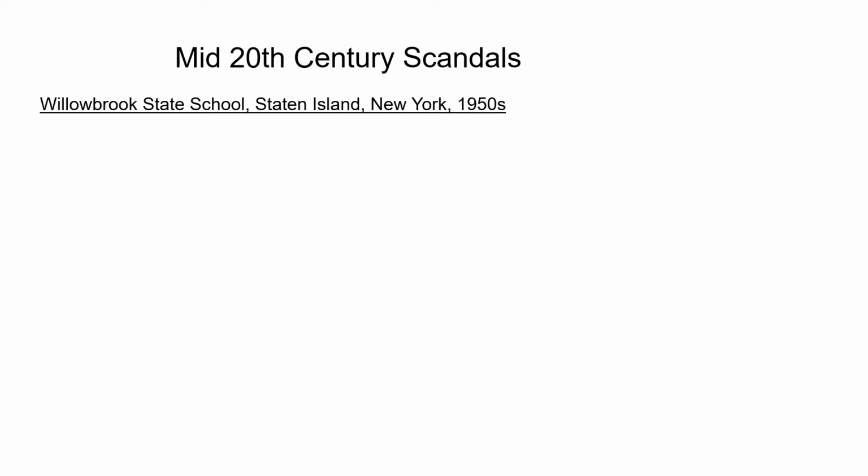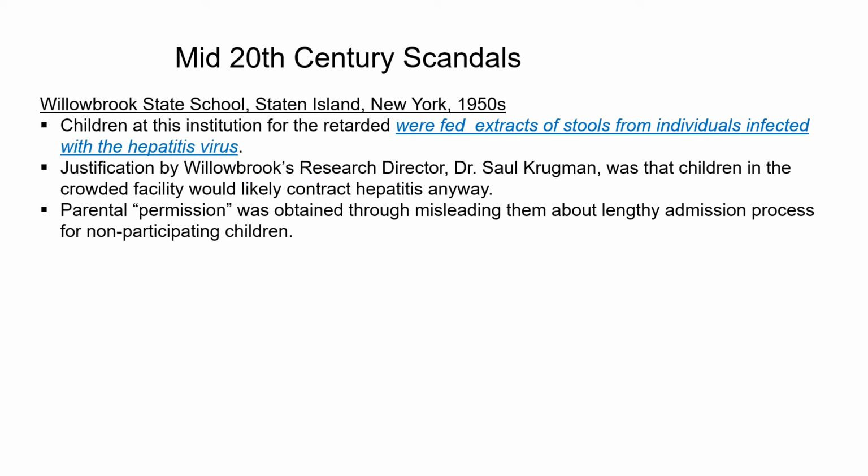I'm going to talk about two other instances of unethical research, scandals, if you want to call them that, before I get to the Milgram experiments. First is the Willowbrook State School of Staten Island, and this occurred in the 1950s. Basically, it was the institution for the retarded. That was what it was called. That was the appropriate term at the time. It is no longer the appropriate term, but it was at the time.